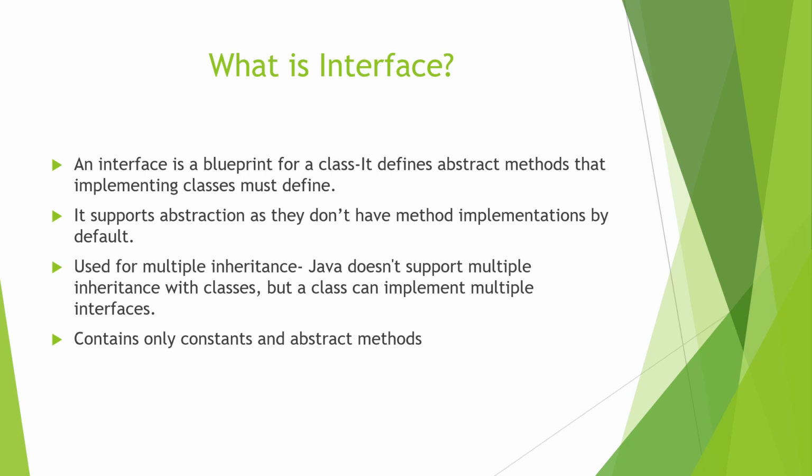Now, the second point is that the interface also supports abstraction because they actually don't have method implementation by default. That means to implement any particular interface, we need classes that will fall under that particular interface. Interfaces are also used for multiple inheritance. That means Java, this programming language, does not support multiple inheritance with classes, but a class can implement multiple interfaces, and only constants and abstract methods are used in case of interface.